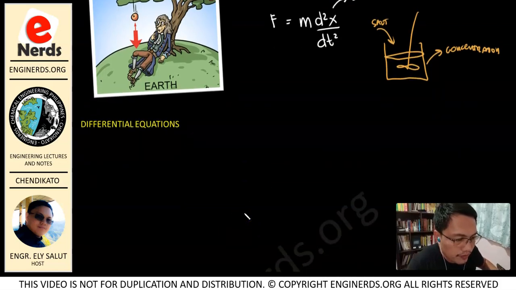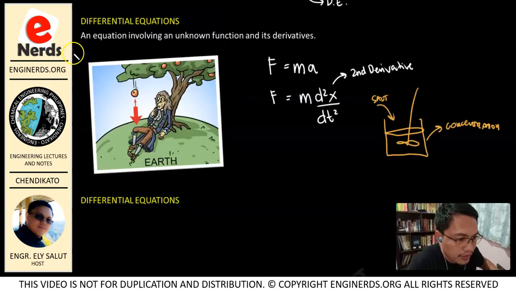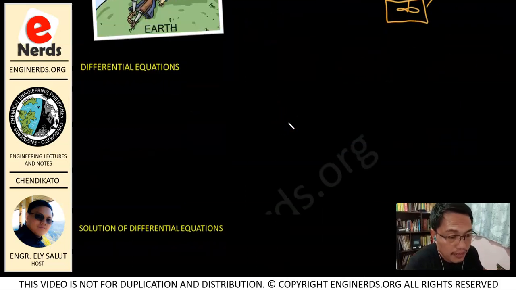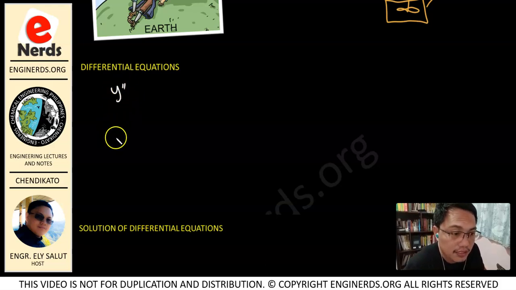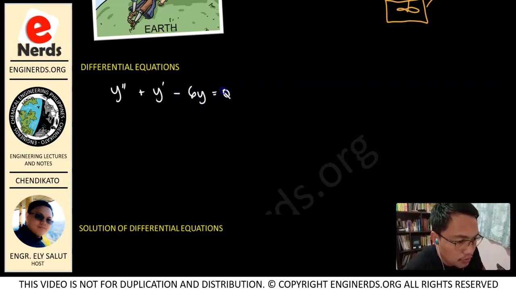So, when we talk about differential equation, naintindihan na natin that differential equations are equations involving an unknown function and its derivatives, no? So, maraming paraan kung paano natin pwedeng maisulat yung differential equation. Basta yung equation natin merong derivative. For example, pwede natin siyang isulat this way. Like we have y double prime, so alam na ninyo yan, no? Napag-aralan natin yan sa differential calculus, it means this is a second derivative. Plus y prime. So, we have a derivative of y, minus 6y is equal to 0. As you can see, this is an equation having derivatives. So, this is a differential equation.